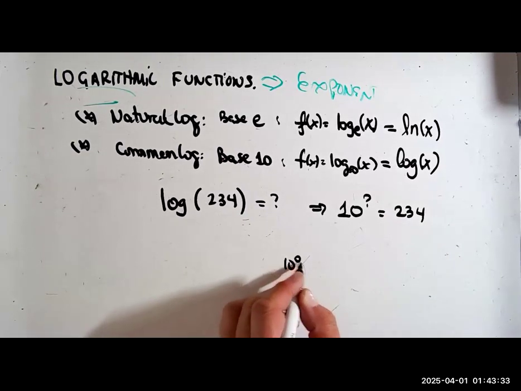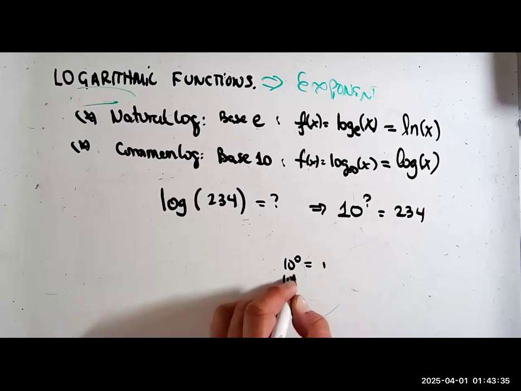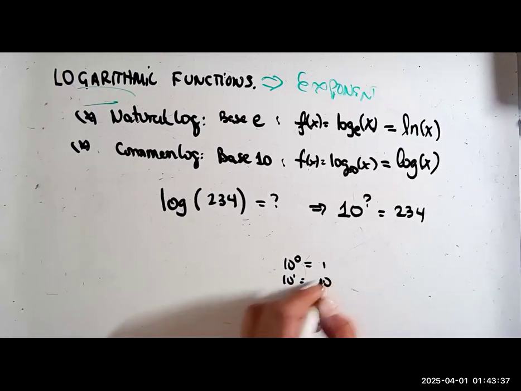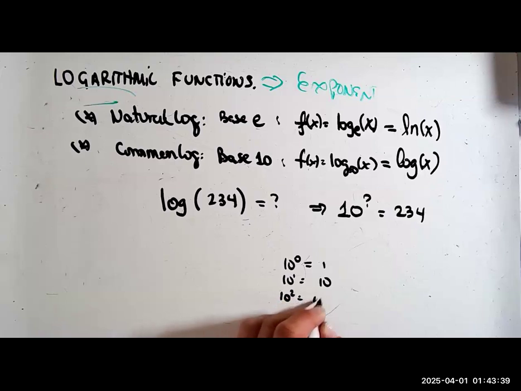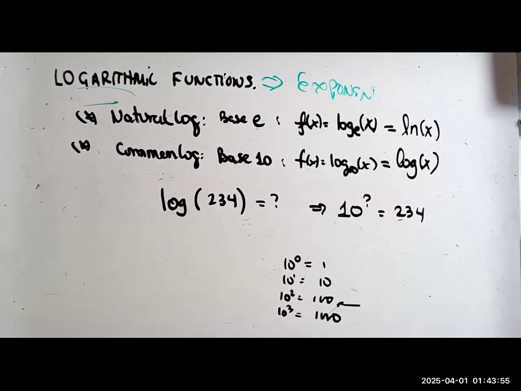Well, I know that 10 to the 0 is 1. 10 to the 1 is 10. 10 to the 2 is 100. 10 to the 3 is 1,000. I'm at 234, so I'm here in the middle. So the number has to be 2 point something. Okay, at this point, I have no clue, but we can always use the calculator.